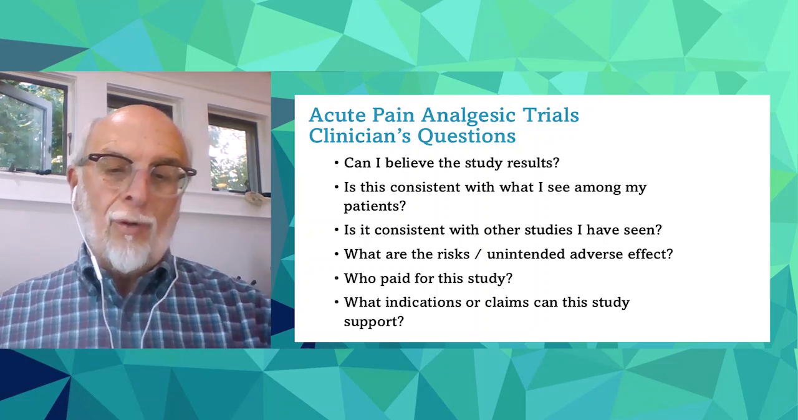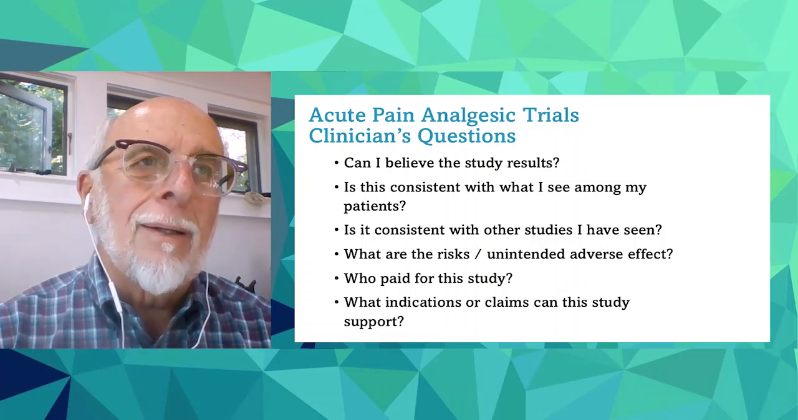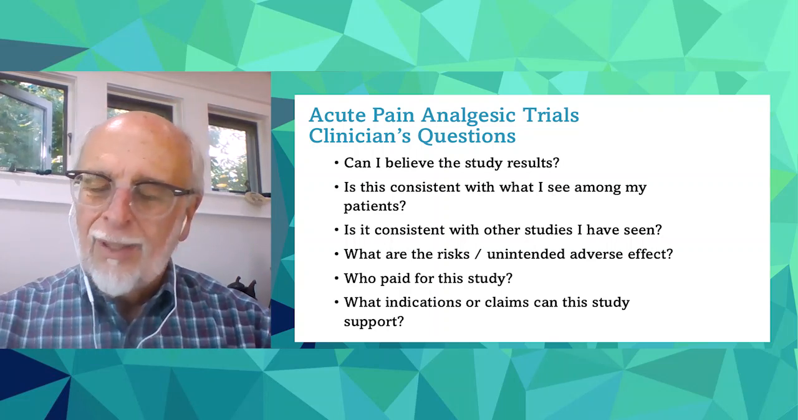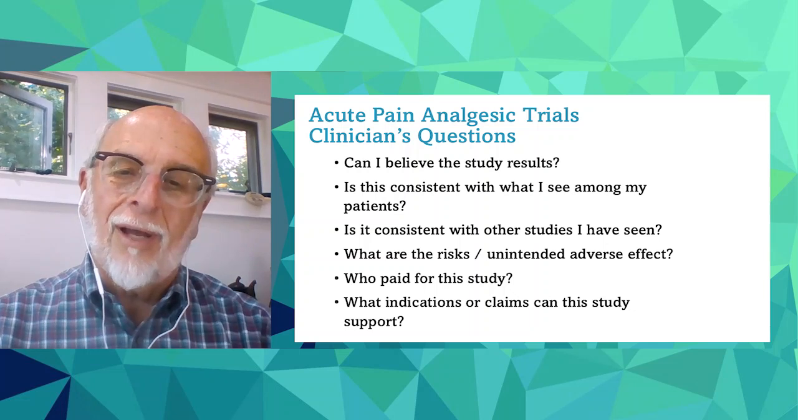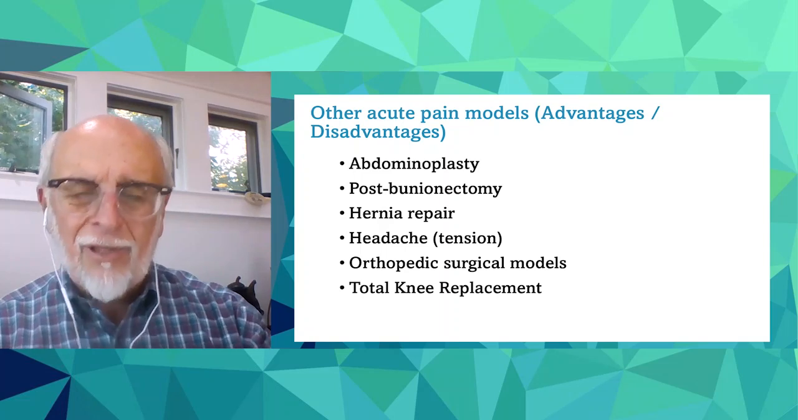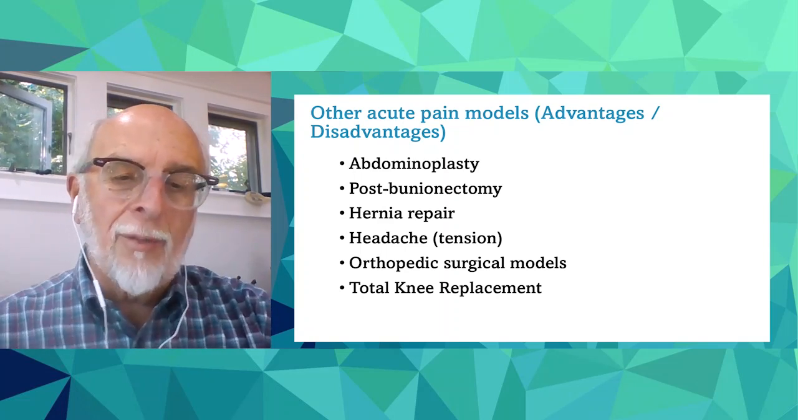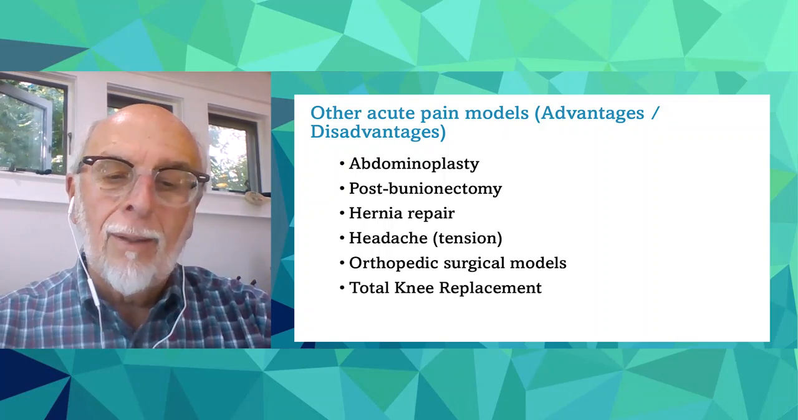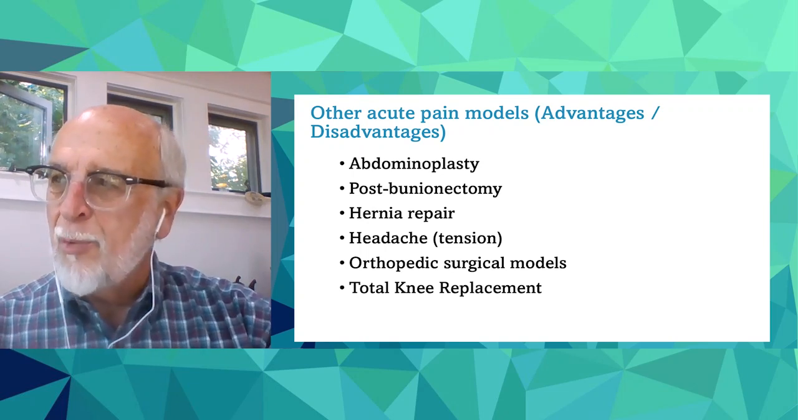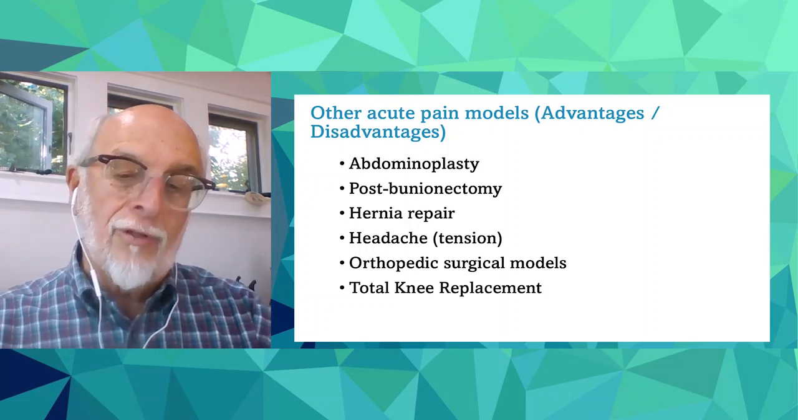And then what indications or claims? If this drug worked in headache, and I'm seeing patients who have inflamed knees, is that a good predictor that the drug has an analgesic effect? The other models, which I won't spend a lot of time talking about, are abdominoplasty, tummy tuck, bunionectomy, hernia repair, and the last two, orthopedic surgical models, in particular total knee replacement, is a type of study which has commonly been done to evaluate new analgesic drugs.